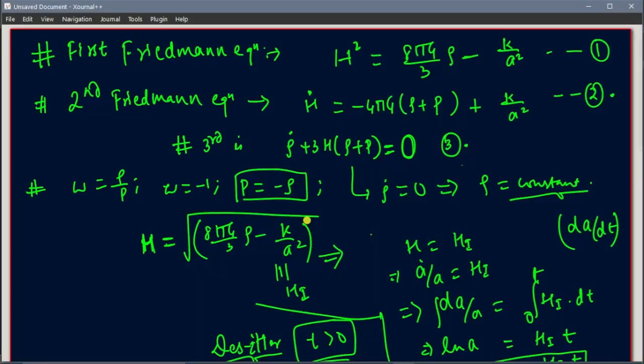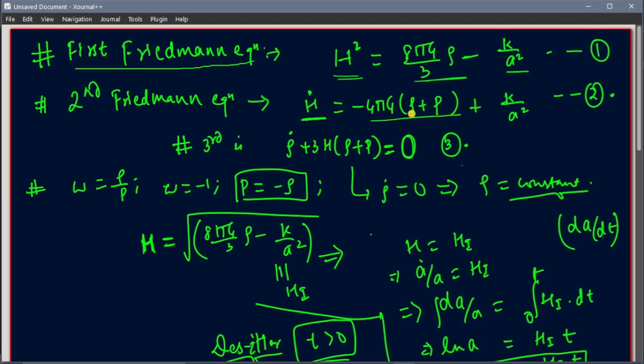Since we have three equations, for example, we have the first Friedmann equation. In the first Friedmann equation, it has been shown that the Hubble parameter squared, H squared, depends on the energy density and some curvature term. And the second Friedmann equation gives you the time derivative of this Hubble parameter, which is minus 4 pi G (rho plus p), plus again this curvature term.